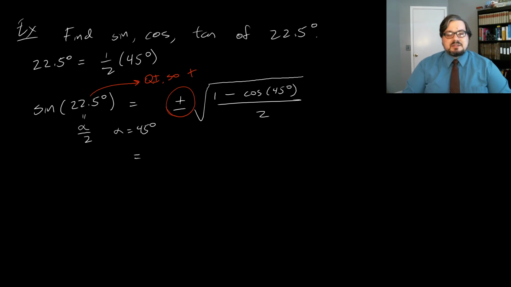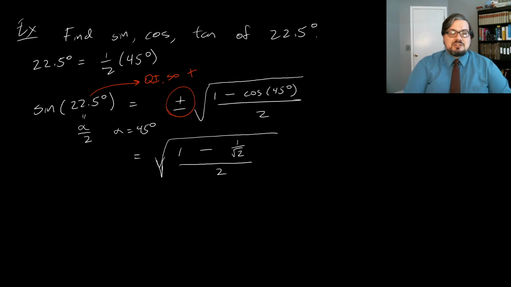So this is going to be the positive square root of 1 minus, and now we need cosine of 45 degrees. Cosine of 45 degrees is 1 over the square root of 2. And so our expression becomes this. Sine of 22.5 degrees is the square root of 1 minus 1 over the square root of 2, all over 2. Now this is a perfectly good expression, but we typically want to simplify it a little bit.